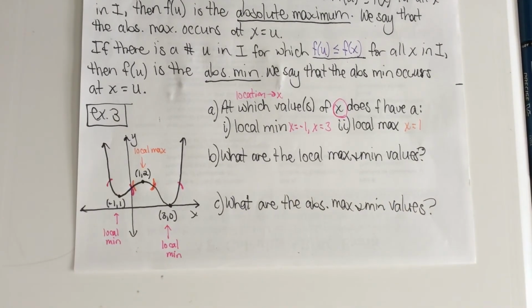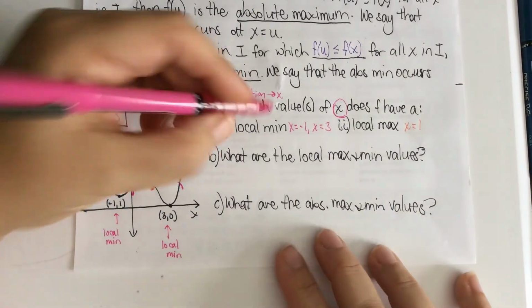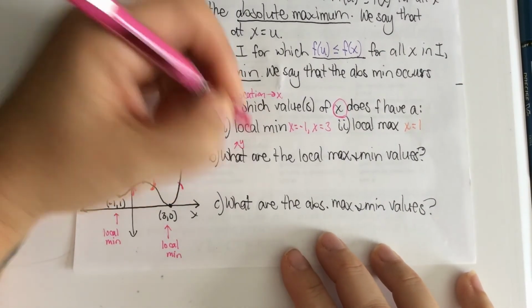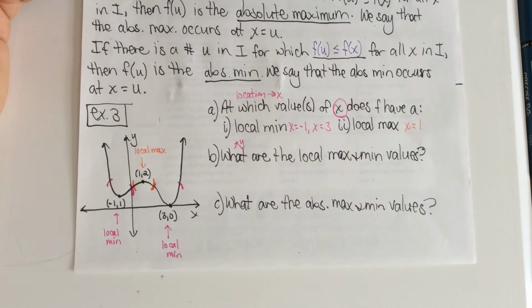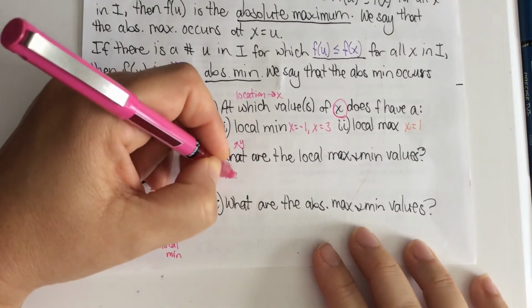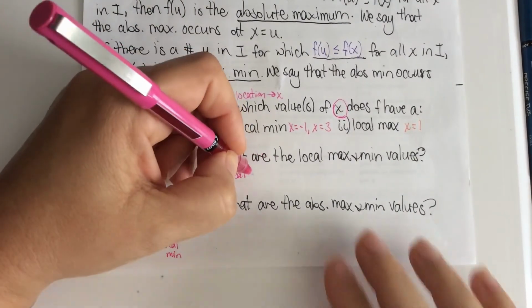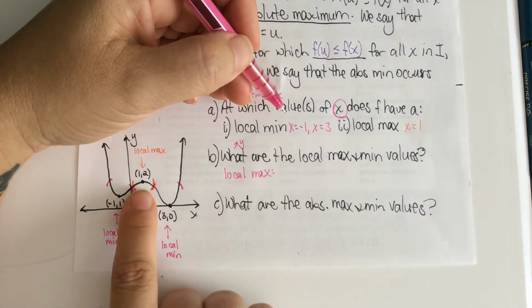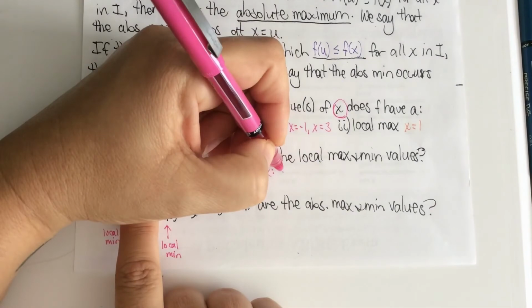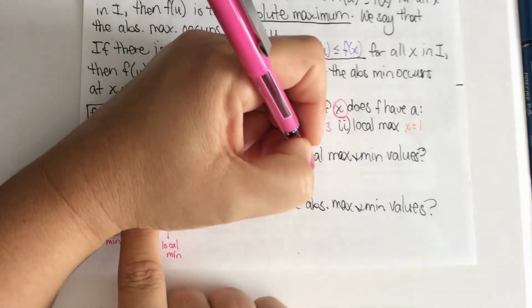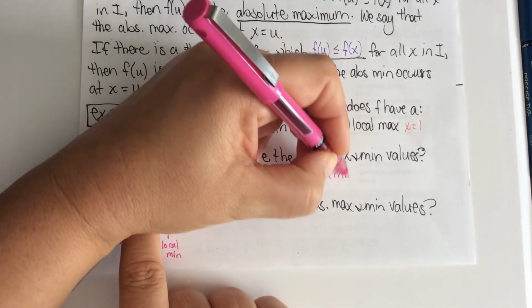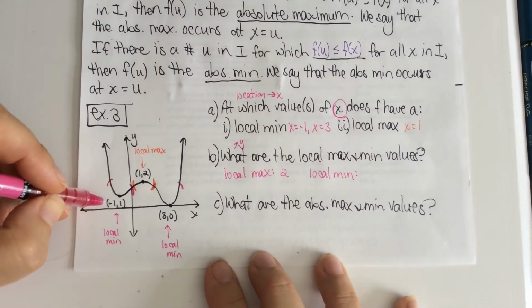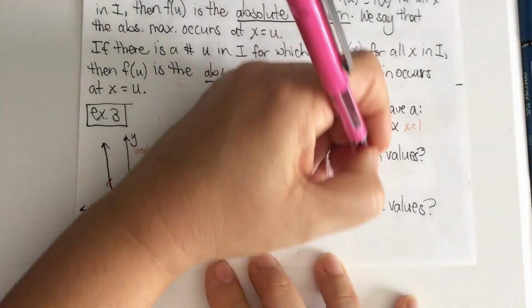Okay, what are the local max and min values? The word what is indicating that they want a y value, not a location, but what the actual max and min values are. So we're going to say local max. For x equals 1, the local max was right here. The y value is 2. And local min, we had 2 of them. We had a y value of 1 and we had a y value of 0.